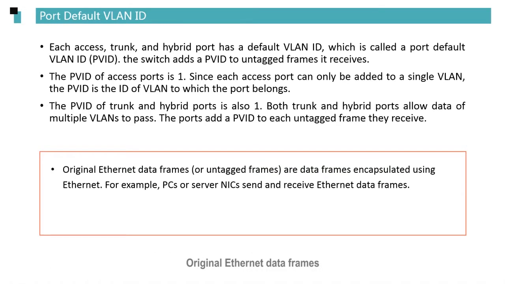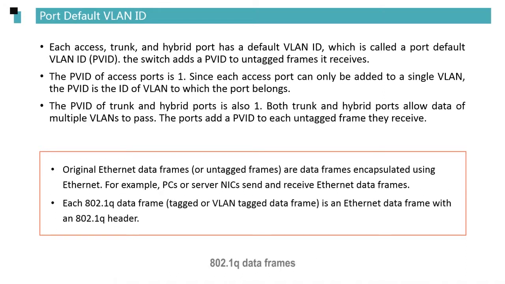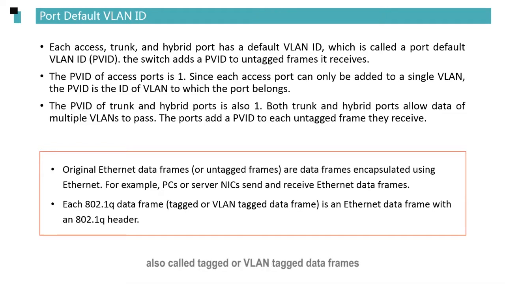Original Ethernet data frames, also called untagged frames, are data frames encapsulated using Ethernet. For example, data frames sent by PCs or server NICs are Ethernet data frames. 802.1q data frames, also called tagged or VLAN tagged data frames, are Ethernet data frames, each with an 802.1q header.